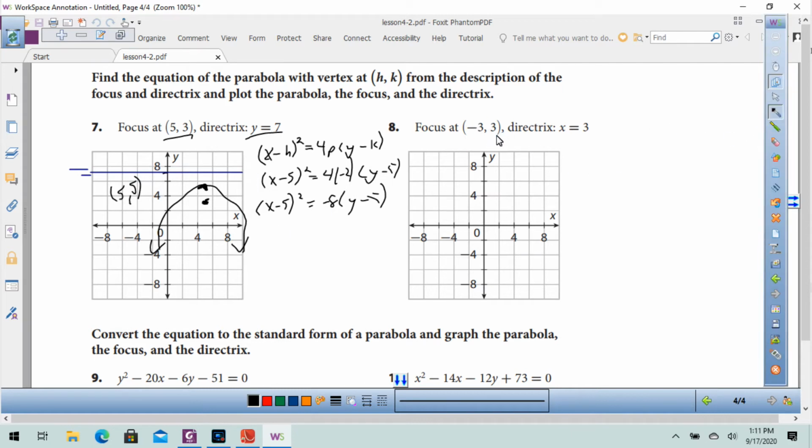Now let's try number 8. We have a focus at -3, 3, 2, 3. That's going to be right there. We have a directrix at x equals 3. Directrix of x equals 3. That's going to be right there. Oops.